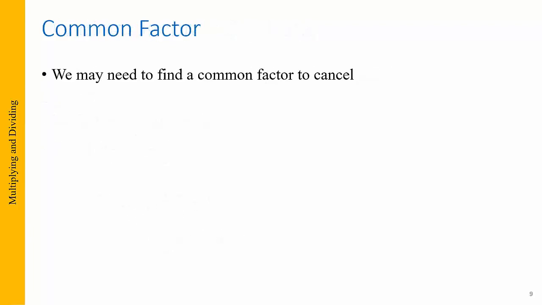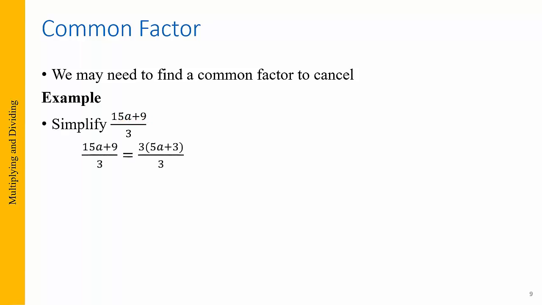We look for a common factor to cancel out. So in this example here we have 15a plus 9 over 3, and we'll notice that 3 is a common factor between the 9 and the 15. So we'll take that out so it can cancel out with the 3 in the denominator. And that leaves us with 5a plus 3.